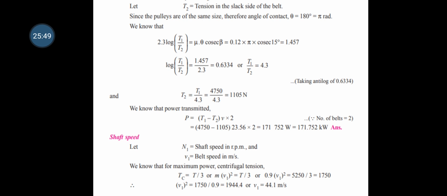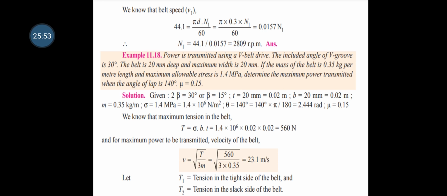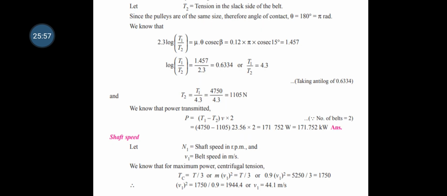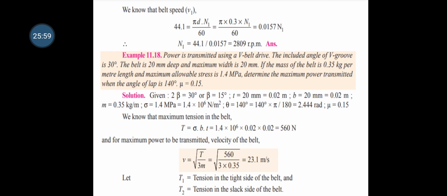We know that the belt speed V is equal to pi d n divided by 60. Here we have to find n1, so V1 equals pi d n1 divided by 60. So n1 is equal to 2809 rpm. Now move on to the next problem.